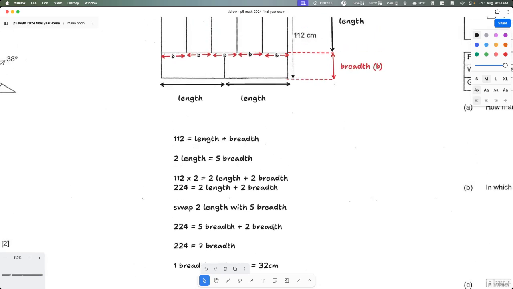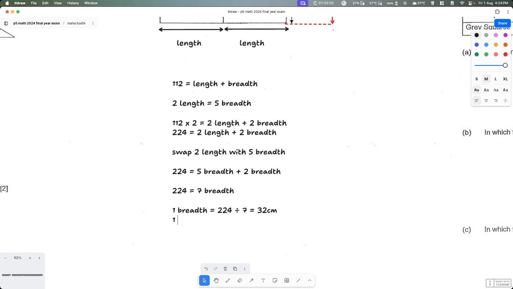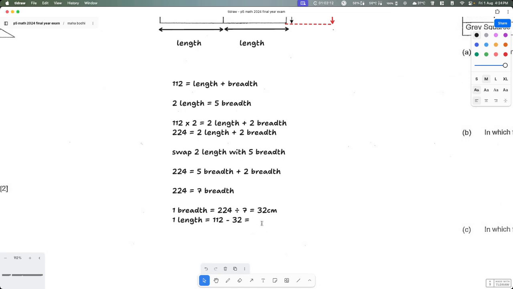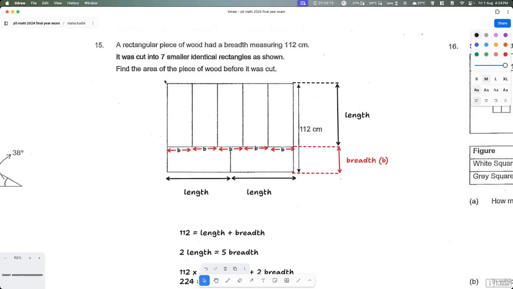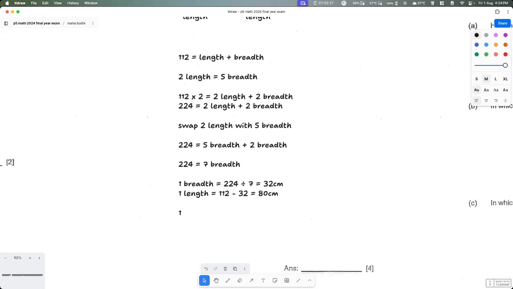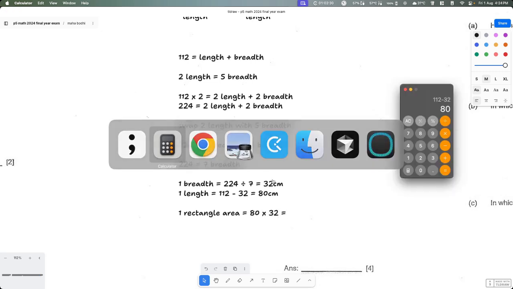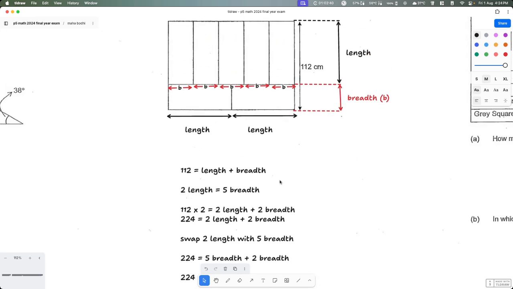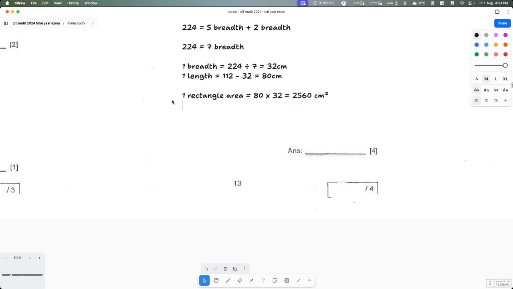Since we know 1 breadth is 32 centimeters, 1 length is equal to 112 minus 32, which gives us 80 centimeters. Now we know one length and one breadth. We want the piece of wood, which is everything over here. So one rectangle area is equal to 80 times 32, which is 2560 centimeter square. This one rectangle area, we have 7.